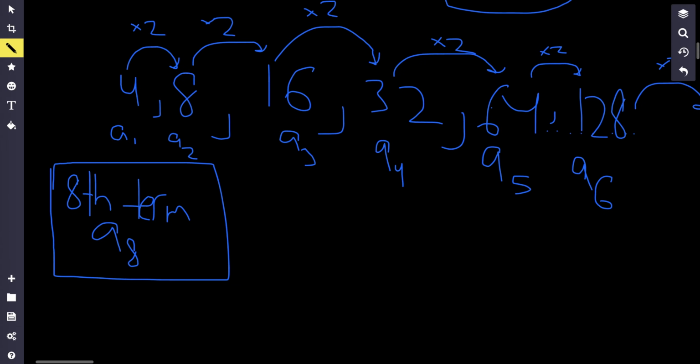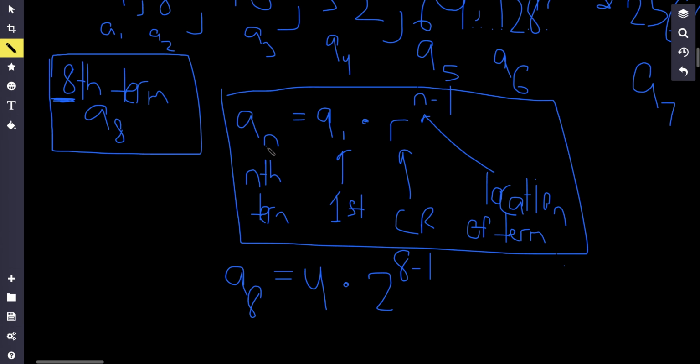And luckily for you, there is a formula. a sub n, which represents the nth term, is going to be equal to the first term times the common ratio to the nth power. The n represents your location of the term, and then minus 1.